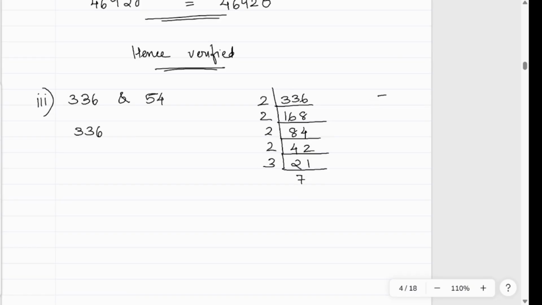So now we have to find the factors of 54. What are the factors of 54?